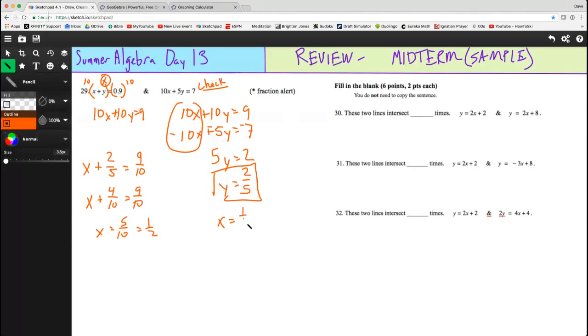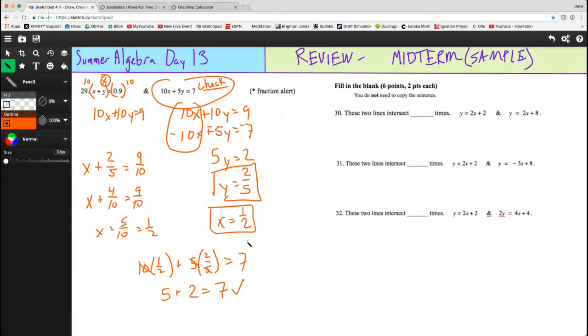So now I'm going to do my check over here. Does 10 times 1/2 plus 5 times 2/5 equal 7? Well, 10 times 1/2 is 5. 5 times 2/5 is 2. Does that equal 7? And the answer is yes. So my answer is 1/2 comma 2/5. Box my answer, get out of Dodge.